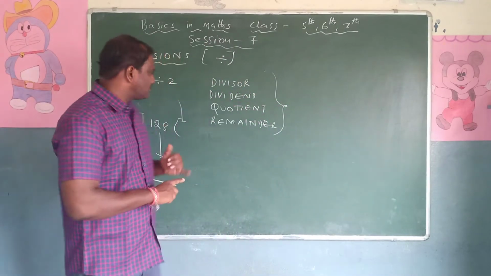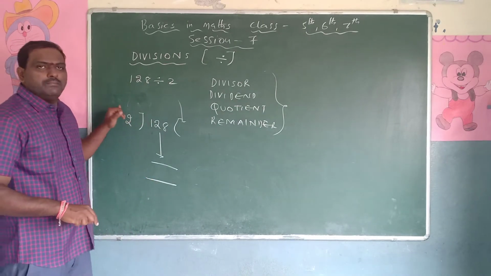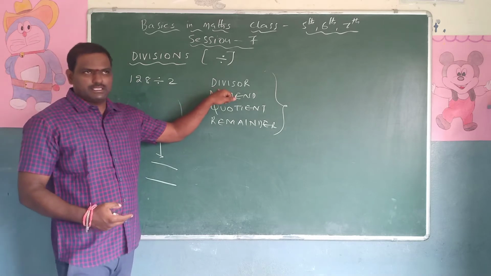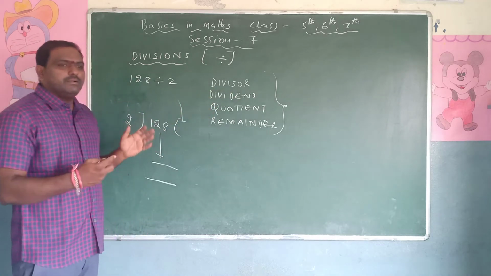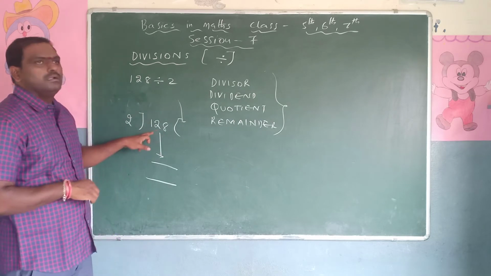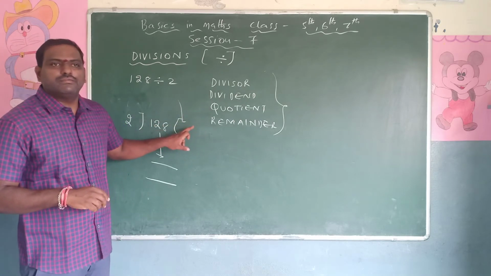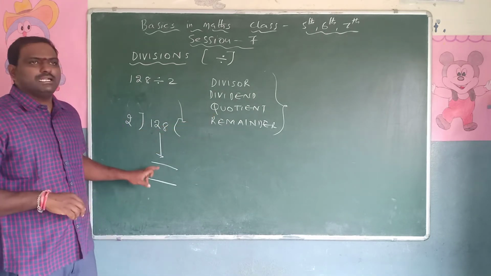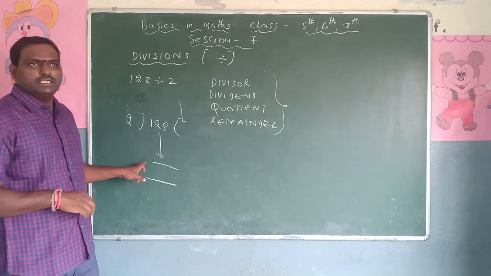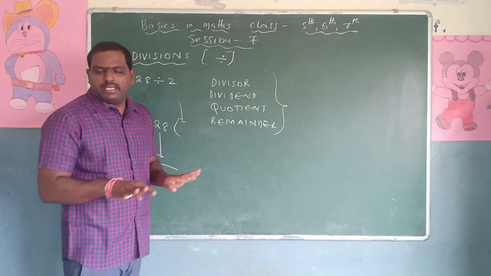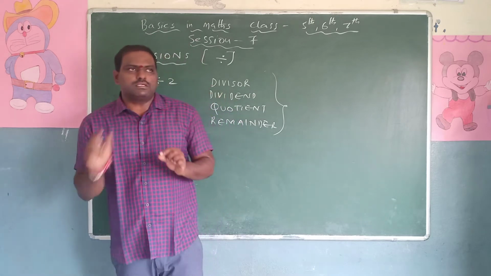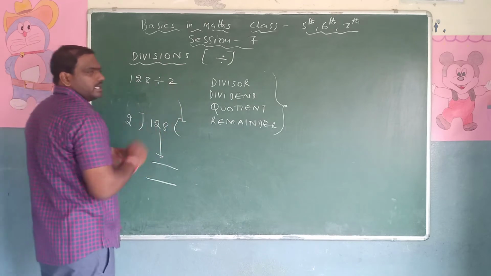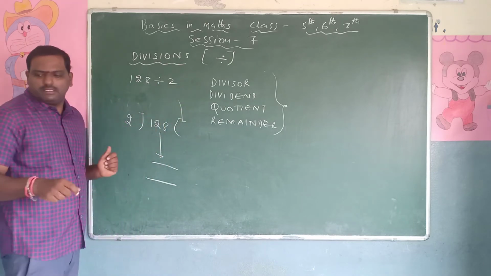Tell me the first thing. First, the number by which we are going to divide is called the divisor. Next, dividend, the number which is going to be divided. And the next, quotient, the number of times the given number is divided, and the result left over from the division is called the remainder. These are the four basic simple definitions. You can pause the video and write the definitions also. First we learn this concept, then we can understand. Divisor, dividend, quotient and remainder.